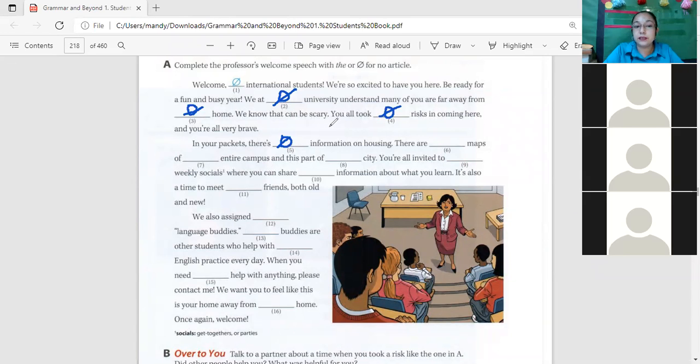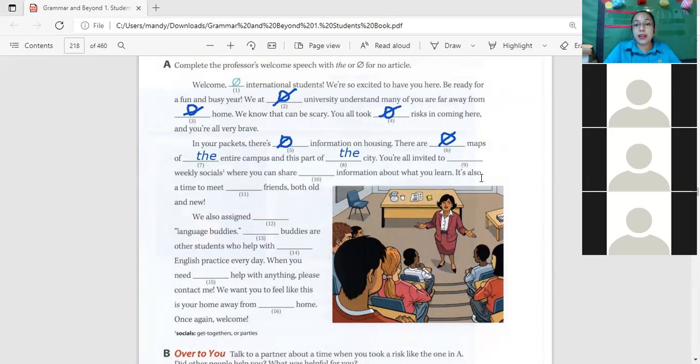There are the maps or only maps? Only maps. Exactly. There are maps of the entire or only entire? The entire. In that case, yes, we use an article. So the entire campus and its part of the city. Okay, the city, yes. This one is general, so we use the article the.